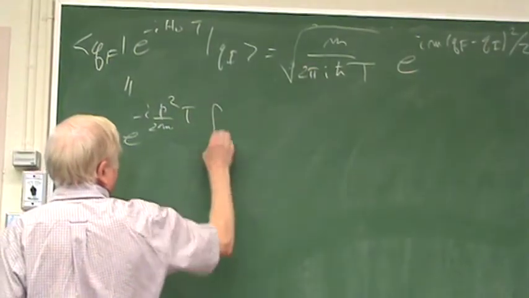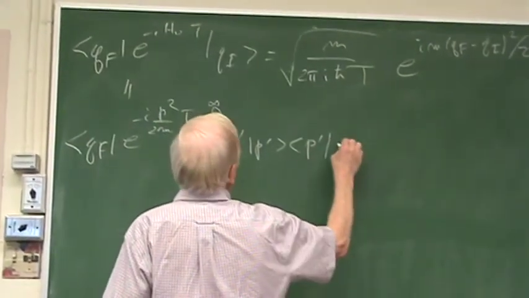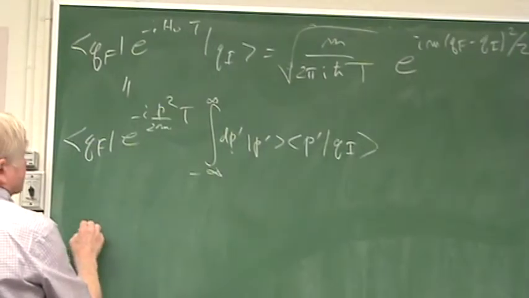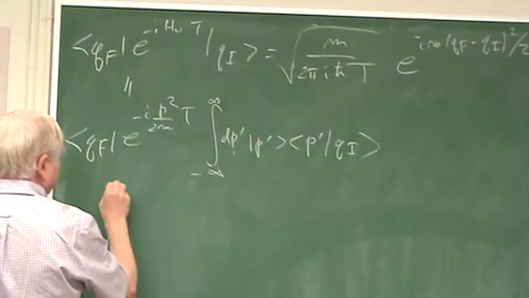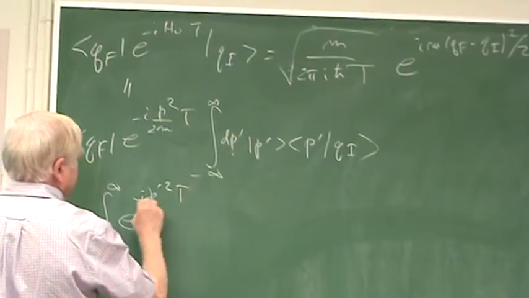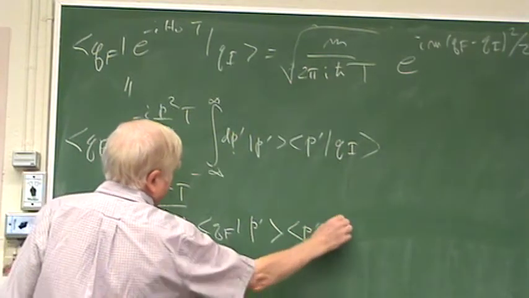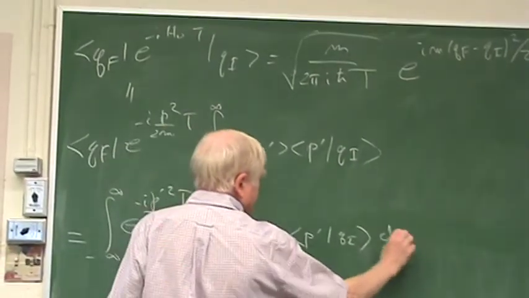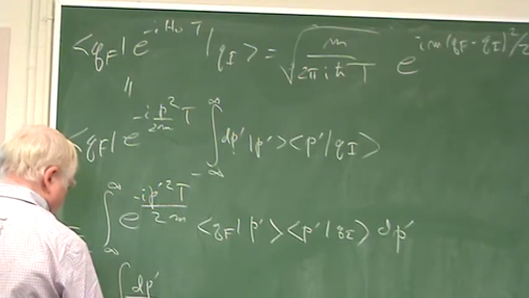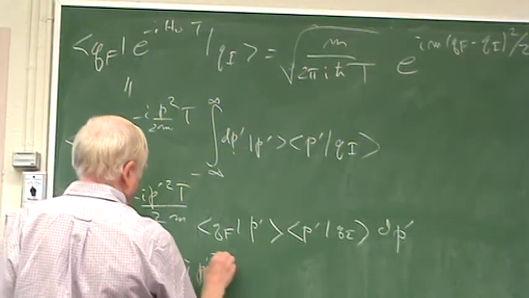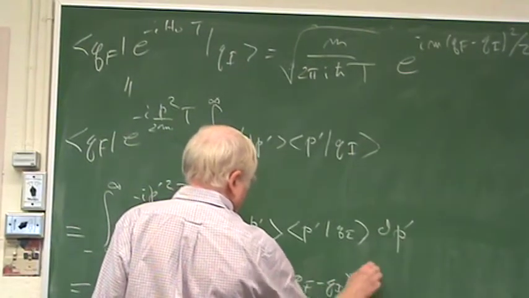So we can insert the identity operator in the form of an integral dp prime |p prime><p prime|. And so this, the p prime, is an eigenstate of p with eigenvalue p prime. And so this is an integral of e^(-i p prime squared big T over 2m) <qf|p prime><p prime|qi> dp prime, and now we know what these are from elementary quantum mechanics. They are 1 over the square root of 2 pi times e^(-i p prime squared big T over 2m plus i (qf minus qi) p prime).